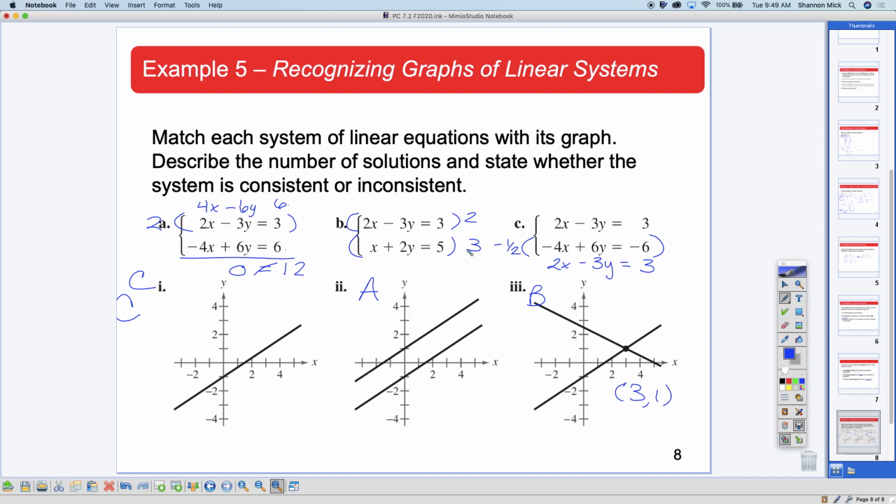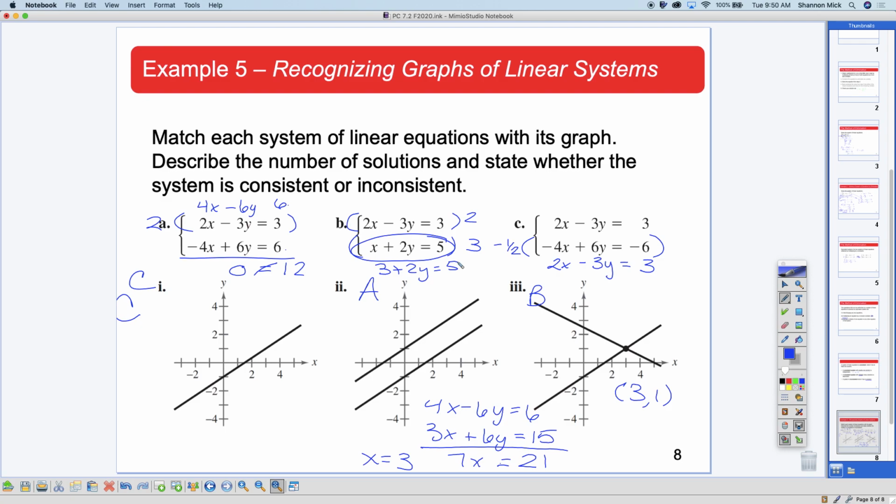So when I do that, I get 4x minus 6y equals 6, and 3x plus 6y equals 15. So now I combine, yes? So I get 7x equals 21. X equals 3. And now I plug that back into one of them. You'd probably pick the second one. So it'd be 3 plus 2y equals 5.